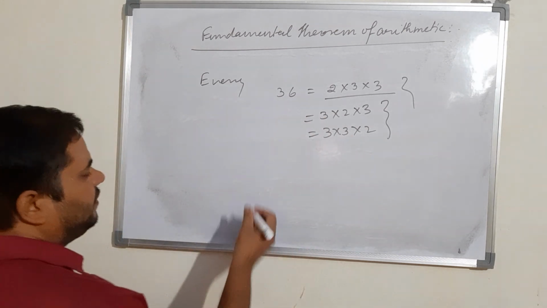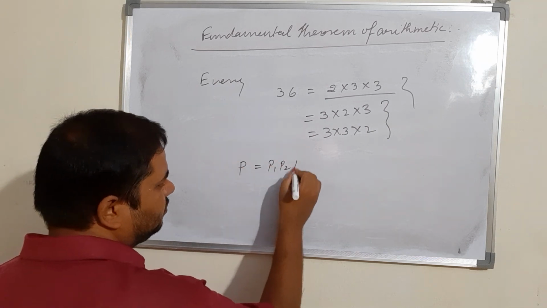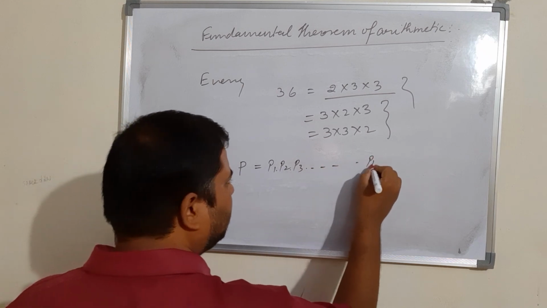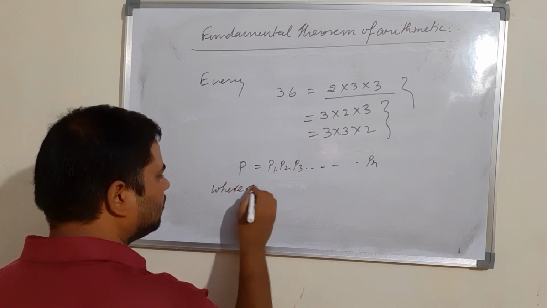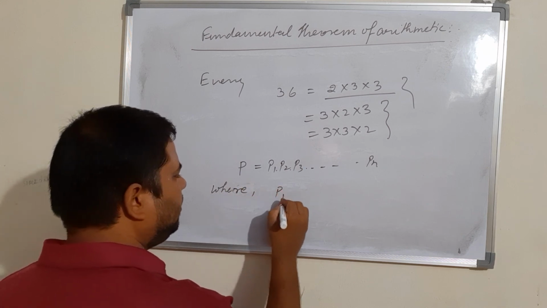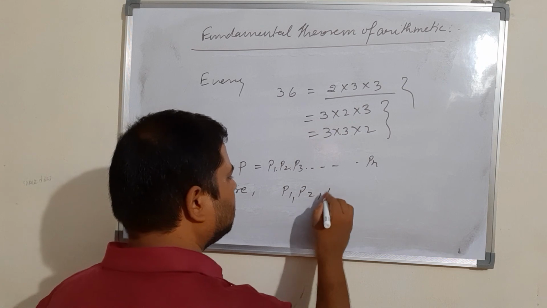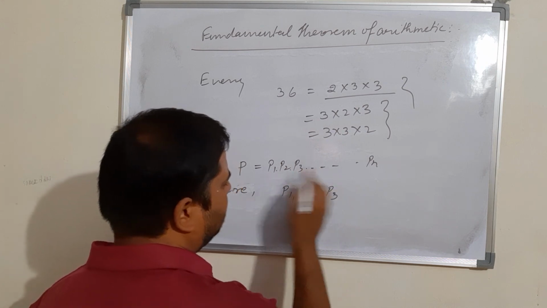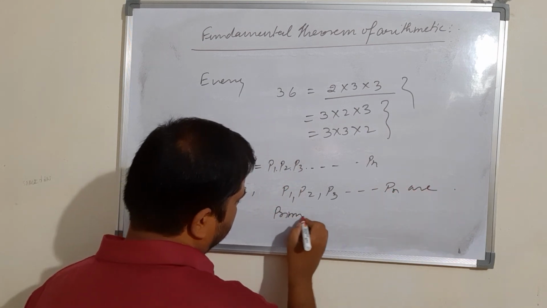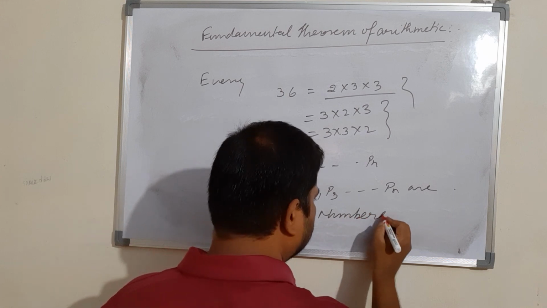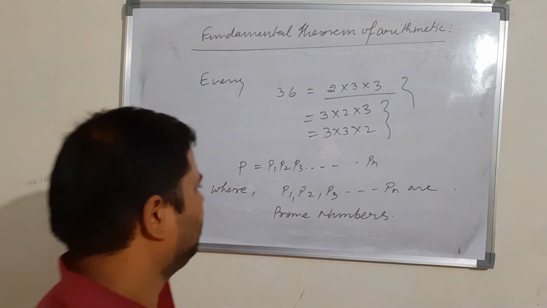That means if you are given a composite number p, then you can write this p as p1, p2, p3, up to pn, where the dot means product. P1, p2, p3, pn are prime numbers.